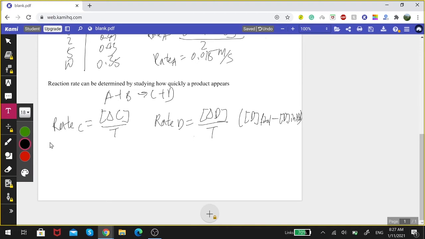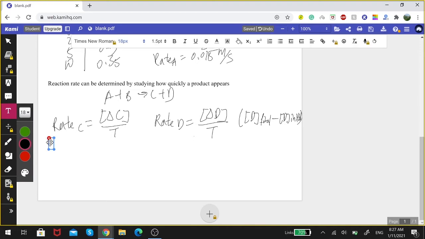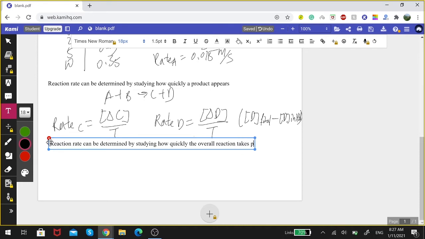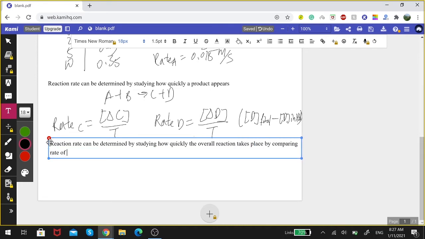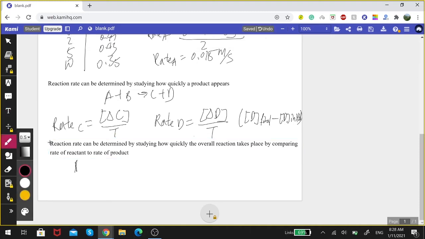Now our third way is that reaction rate can be determined by studying how quickly the overall reaction takes place, by comparing rate of reactant to the rate of product. So for example, we have A makes B plus 2C.